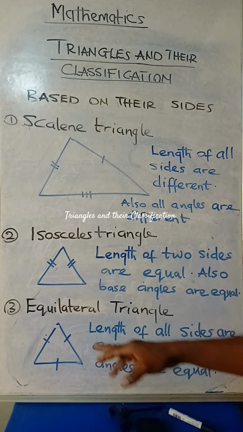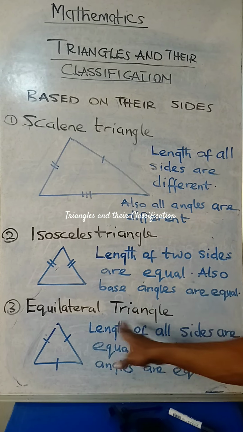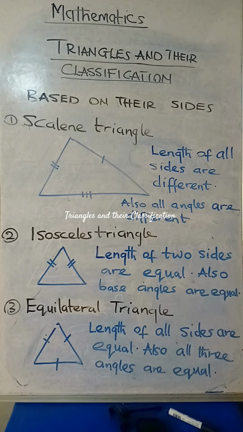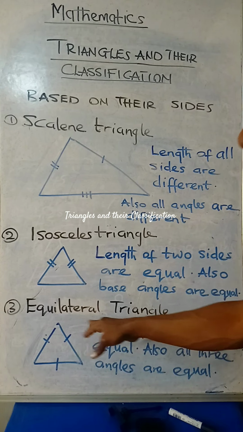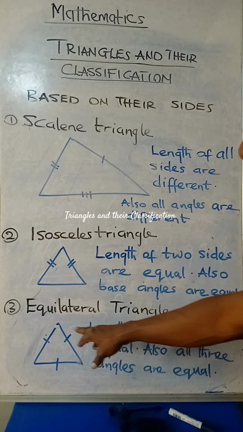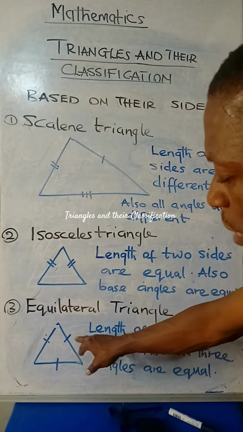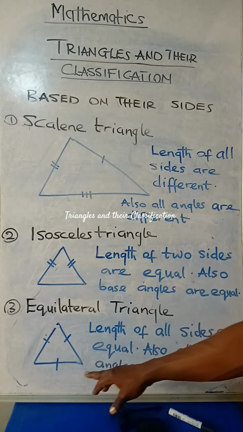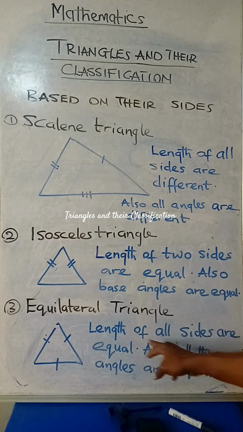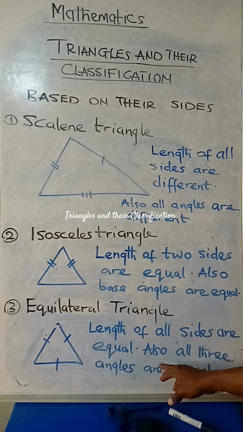Then the last one is the equilateral triangle. Equilateral triangle, equi means equal. So in an equilateral triangle, we have the three sides as indicated by this mark, and they are all equal. So the lengths of all sides are equal. Then also all three angles are equal.